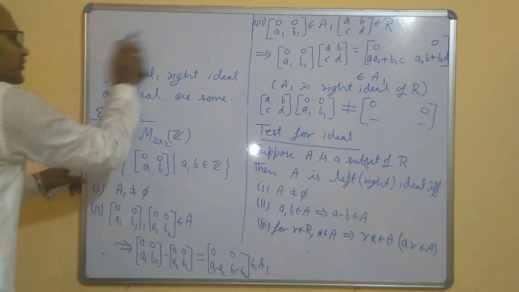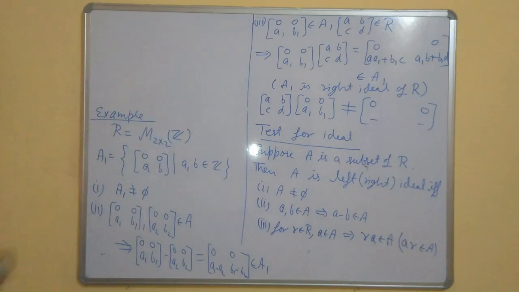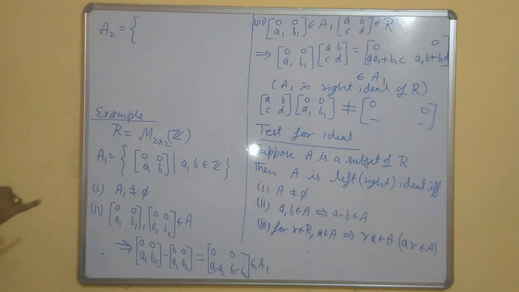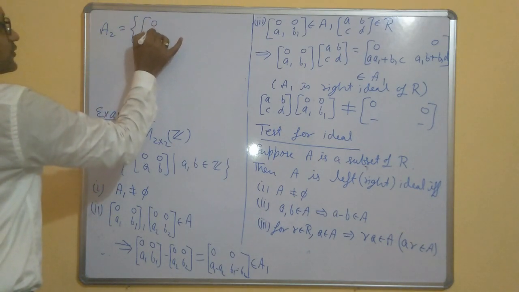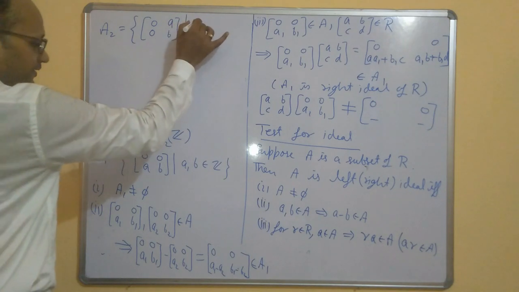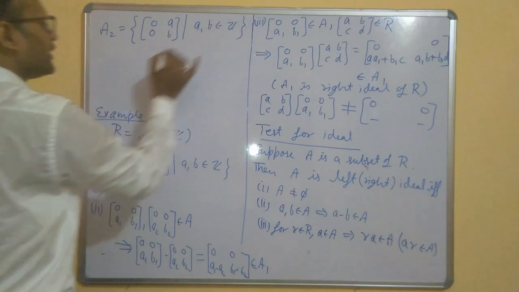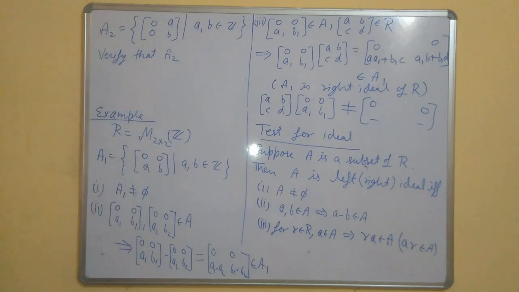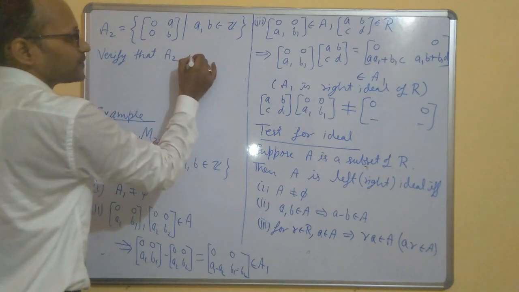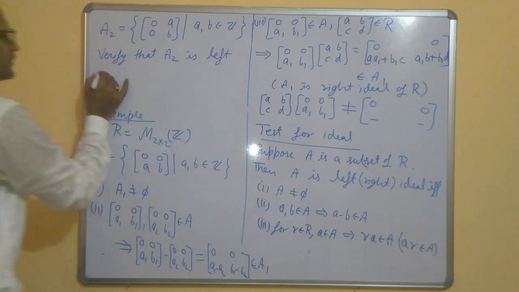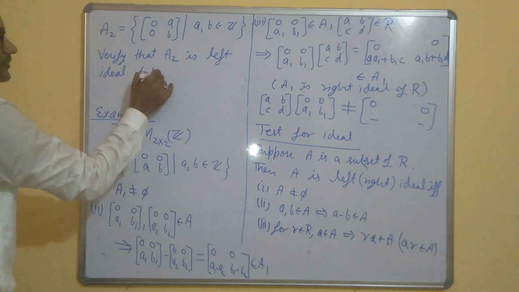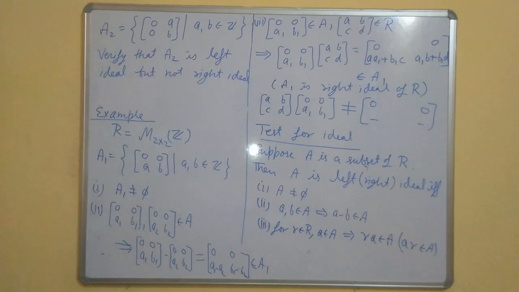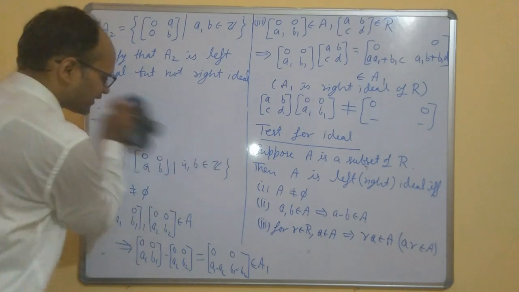Now I am giving you as an exercise to verify one more example, and now on the same ring I am giving you another subset A2 to be [0 0; a b] such that a, b belong to Z, and the exercise is to verify that A2 is a left ideal but not a right ideal. Let me give you one more exercise on the same ring.